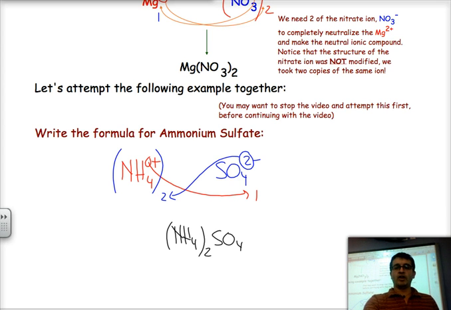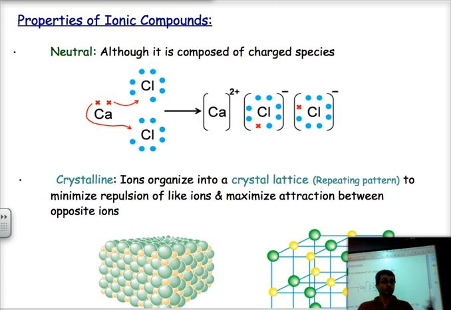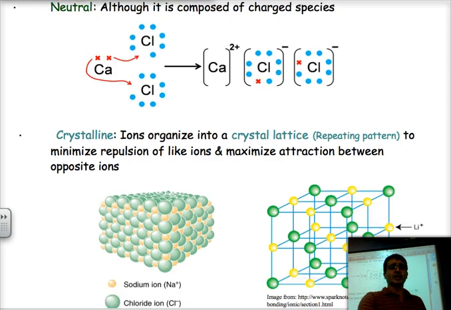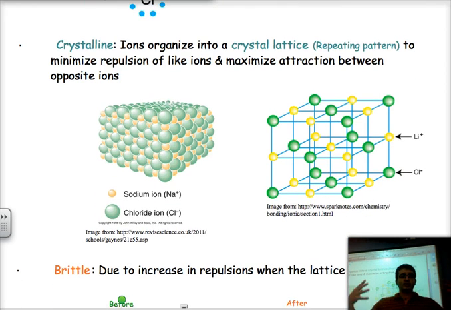Let's go ahead and move on and talk a little bit about the properties of ionic compounds. Ionic compounds are neutral. Well, of course, we have a positive and negative ion, and they will combine in such a way that you get a neutral compound. That is straightforward and something that we've been talking about all along. They're also crystalline. So if you let them solidify, the ions are going to organize themselves in such a way as to make what is called a crystal lattice, a repeating pattern that minimizes the repulsion between like ions and maximizes the attractions between the opposite charged ions.